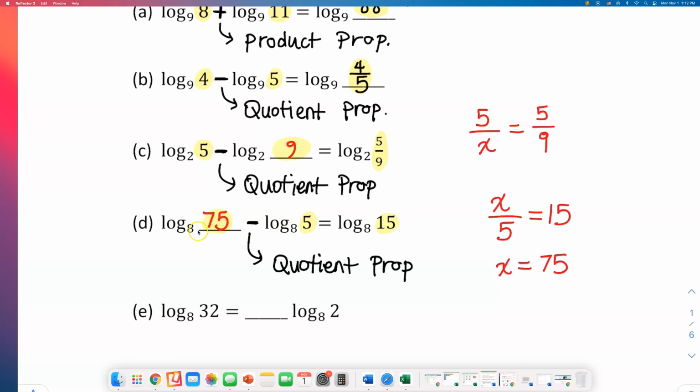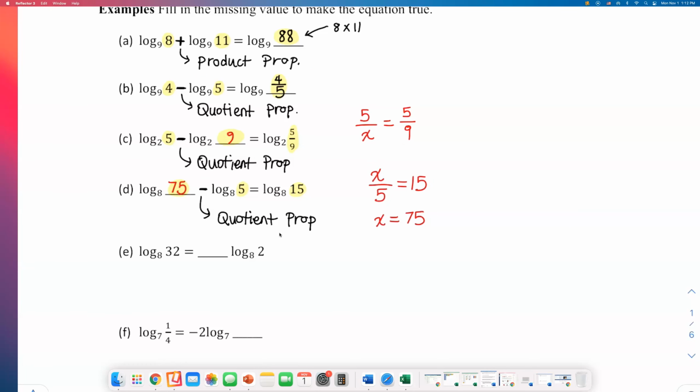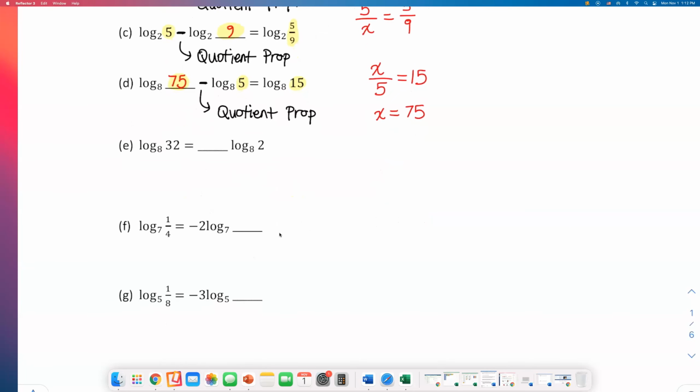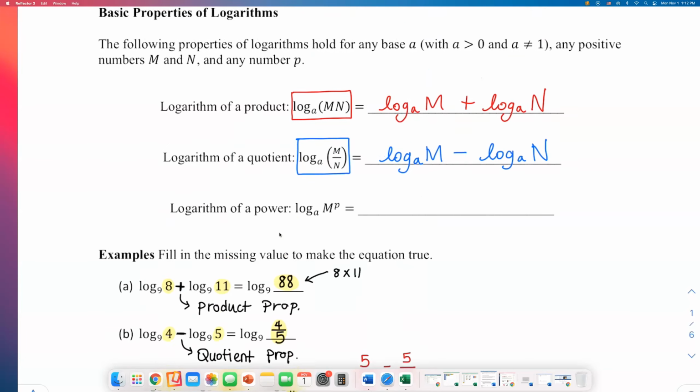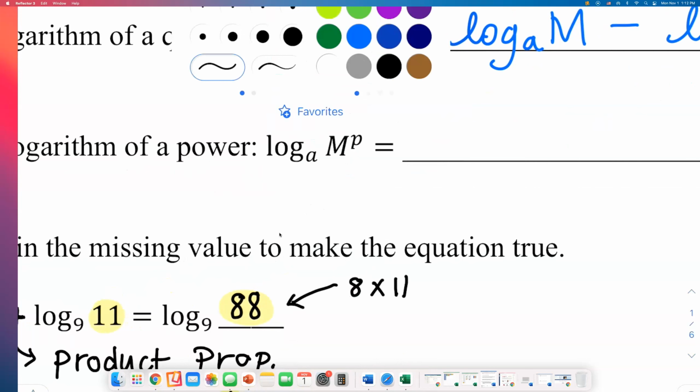Now let's check. 75 divided by 5 is 15. And if you even want to go and type this up in the calculator, they will give you the same decimal. All right, so we looked at just one example of product property and 3 examples of quotient property. And I got, I think, 3 more on the last property called the power property. So take a look at this very last one for me.